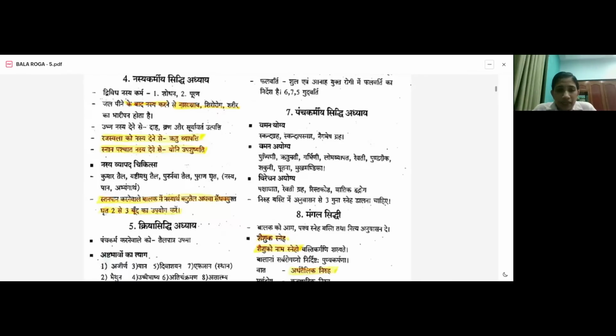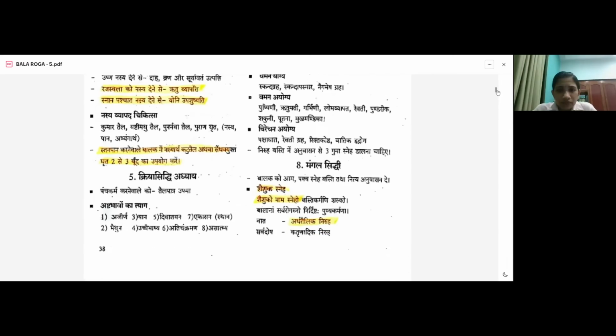And for a baby who is breastfeeding, use 2 to 3 drops of Katu Taila or Saindhava yukta Ghrita for nasya. So the baby who is taking milk can be given the Katu Taila and Saindhava yukta Ghrita. These two can be used for the purpose of nasya. Okay, 2 to 3 drops of this taila or this ghrita can be used.